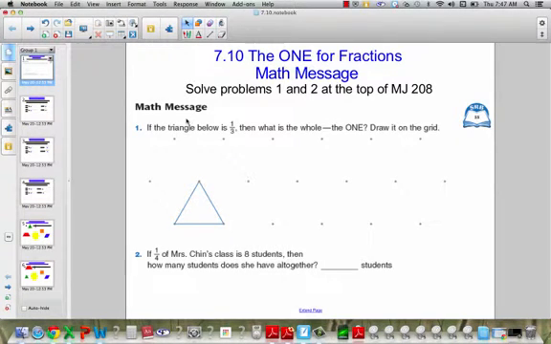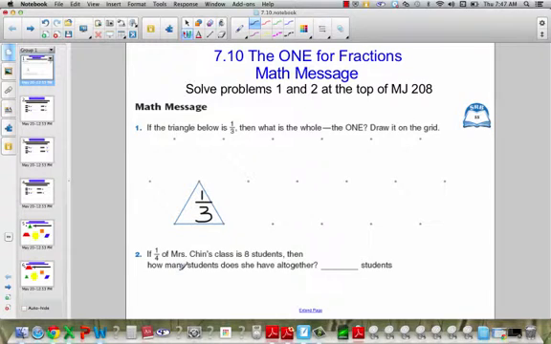To start today, you're going to need Math Journal page 208, and you're going to solve problems 1 and 2 at the top. Problem 1 is, if the triangle below is 1/3, then what is the whole? The 1. Draw it on the grid. So this triangle equals 1/3. So I need 3/3 to equal the 1. So how many triangles will I have to draw to equal the full 3/3?